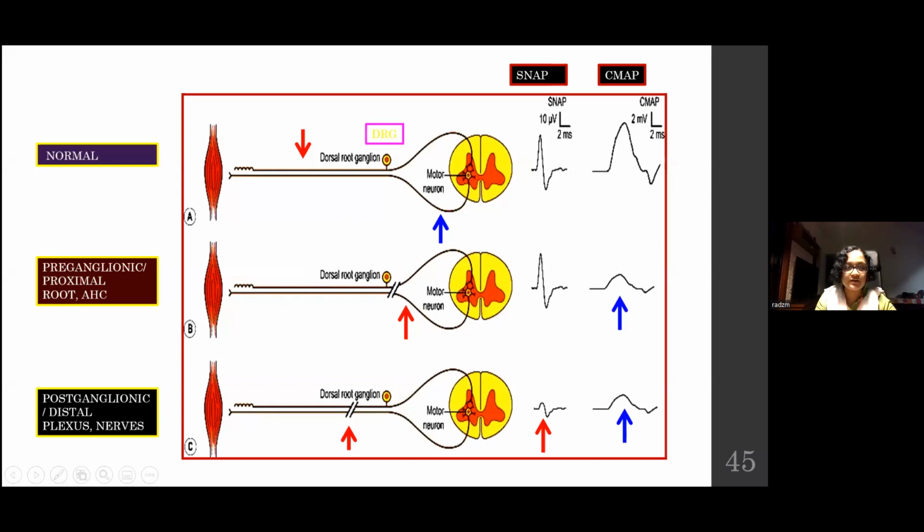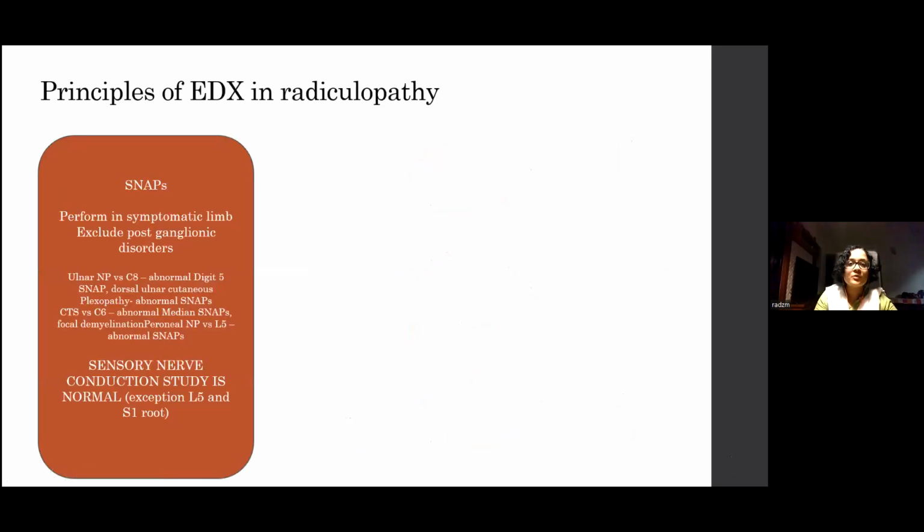So preganglionic is proximal, which could be root or anterior horn cell. Postganglionic means distal, which could be plexus or peripheral nerve, where the sensory nerve action potential as well as a compound muscle action potential both may be affected. So what are the principles of electrodiagnostic evaluation in radiculopathy? So sensory nerve action potentials, by definition, because it's a preganglionic process, is mostly normal.